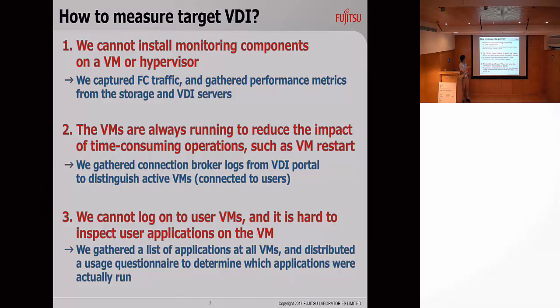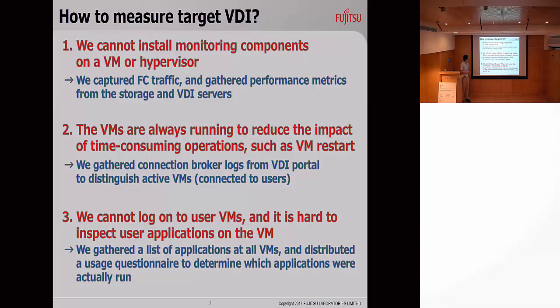The first constraint is that we cannot install a monitoring component on a VM or hypervisor. It's a real product VDI. We cannot estimate how the monitoring system would affect the entire VDI. Our approach is that we capture the FC traffic and gather the performance metrics from storage and VDI servers.